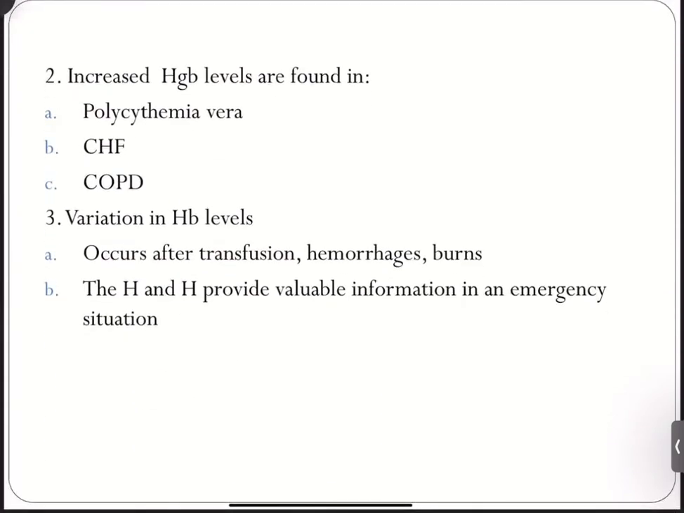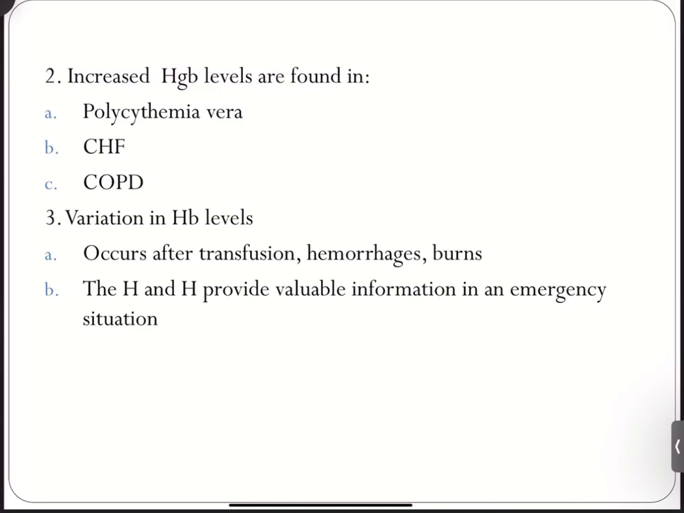There is also an increased hemoglobin level found in polycythemia vera. Okay, this is an increase or an overload of blood cells, especially RBCs. Chronic heart failure can manifest increased hemoglobin content, and chronic obstructive pulmonary disease can also manifest high hemoglobin content. Why? In these two, the oxygen level of the patient is decreased. Thus, the body is increasing the hemoglobin level found in the RBC to bind more oxygen for the patient.